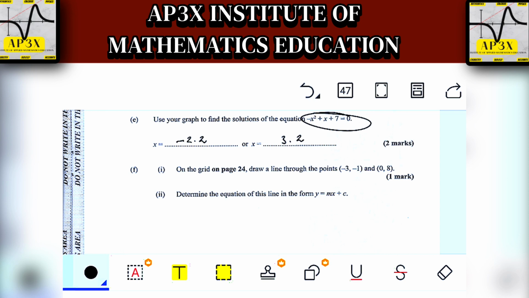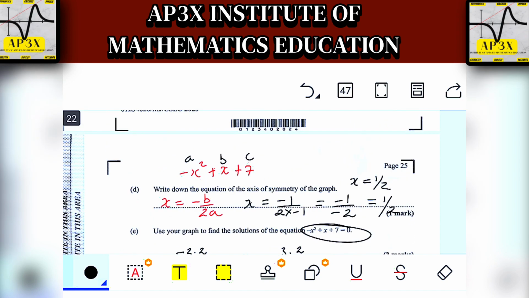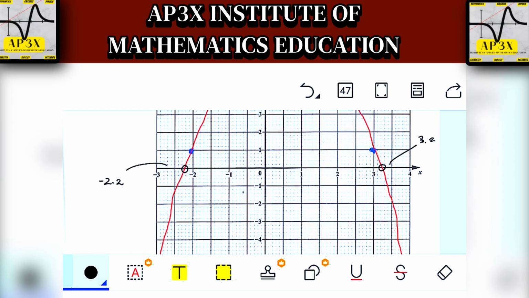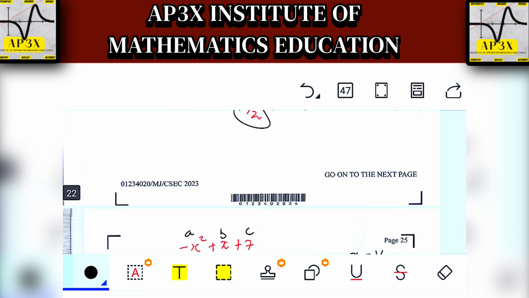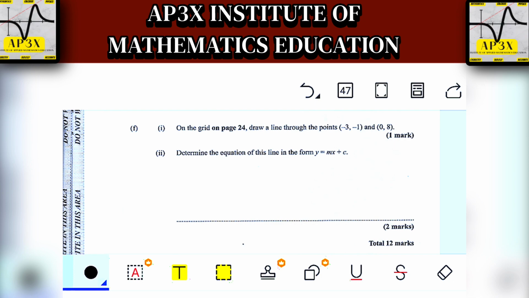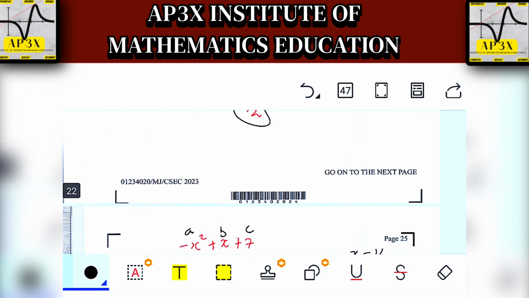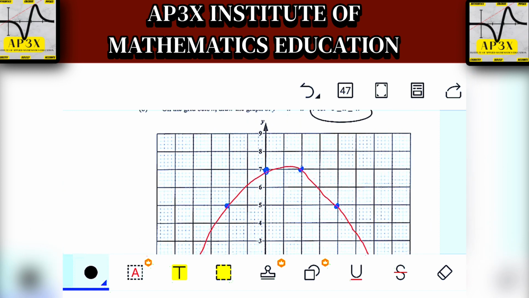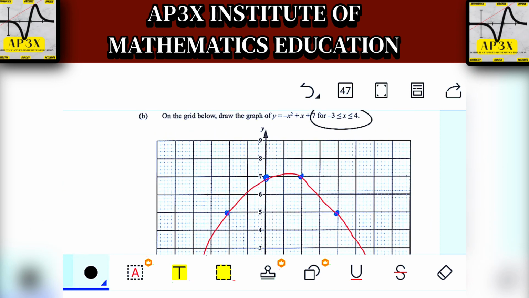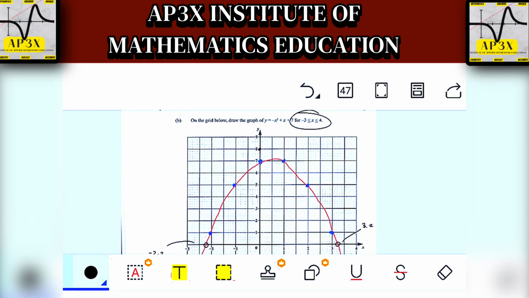So let's go ahead and go on our graph and plot those points. (-3, -1). So let's go here, -3 all the way here, and -1 down here. That's right here. And then they also said (0, 8). Let's just confirm that, make sure that we're on the right path. (0, 8) is 0, and all the way up here, 8 right here. Okay, so we must draw a line through that.